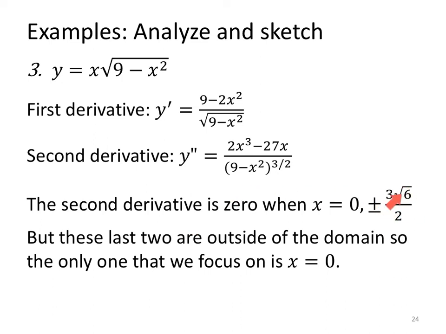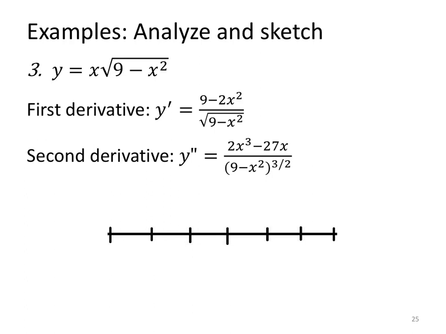These last two, 3 square root of 2 over 2 and negative 3 square root of 2 over 2, they're outside of the domain. So the only one that we focus on is the x equals 0 from the second derivative. So if my second derivative has a critical number of 0, I'll use a test point to the left. I'll use a test point to the right. Remember, I can't go crazy and use something like 10. 10's not in our domain. So I'm just going to go simple, negative 1 and 1.